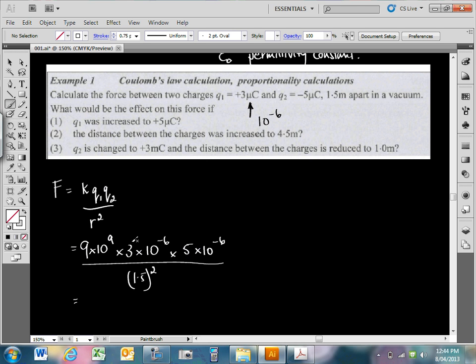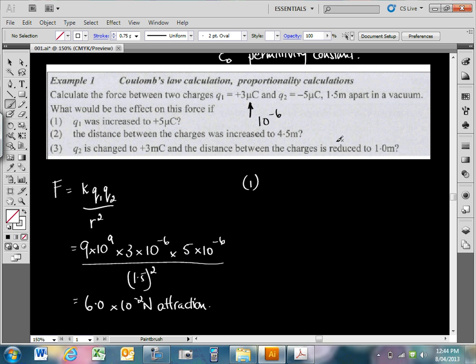If you do this calculation, you'll find that it is equal to 6 by 10 to the minus 2 newtons. Attraction. I haven't answered any questions yet. The first one says, what if Q1 was increased to 5 microcoulombs?